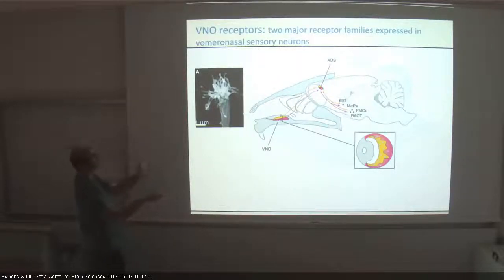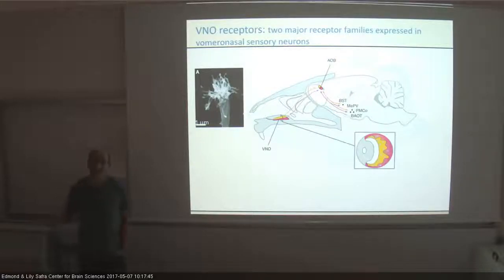They project to distinct parts of the olfactory bulb, but this is not something that we'll discuss. As I mentioned before, the axons of the sensory neurons project to the bulb, but not to the main olfactory bulb, but to a smaller region called the accessory olfactory bulb. So that's another important term to remember.